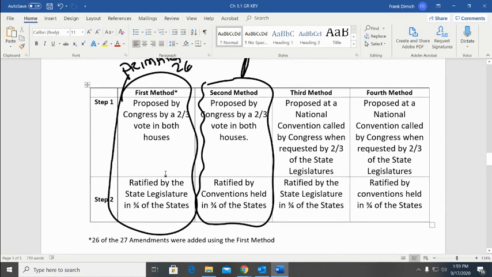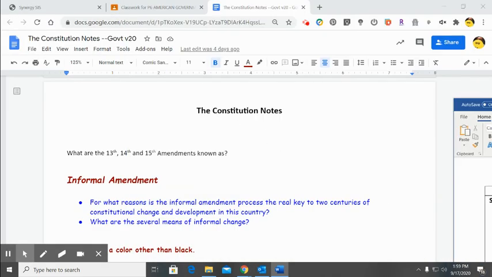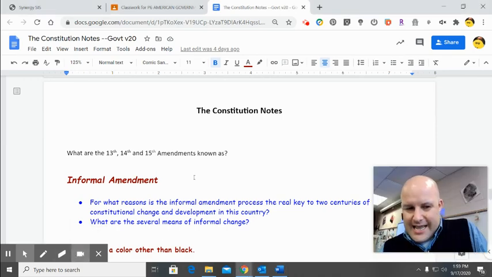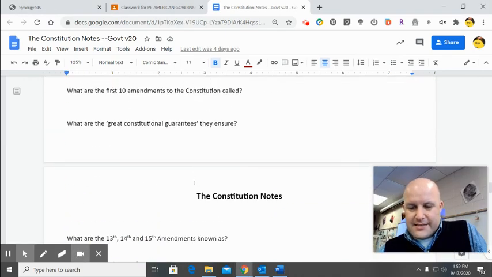Some of them are more relevant than others. The 22nd limits the number of terms the president can serve. There are the ones that changed the electoral college. So we may spend some time looking at those, but this is just to get a quick overview of amending the Constitution as it currently stands. And next, we'll get into the informal amendments as we go along.